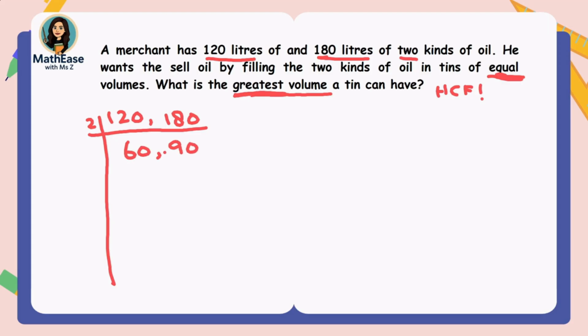We have even numbers again, which means it's time to divide them by 2 again. So 60 divided by 2 gives us 30, and 90 divided by 2 gives us 45. Now, since both numbers can't be divided by 2, we're going to try dividing by the next prime number, which is 3. And yes, both 30 and 45 can be divided by 3. So 30 divided by 3 gives us 10, and 45 divided by 3 gives us 15.